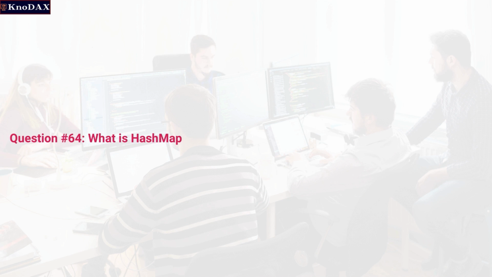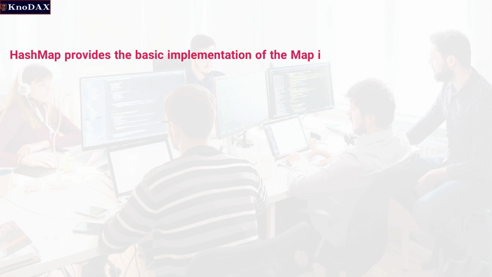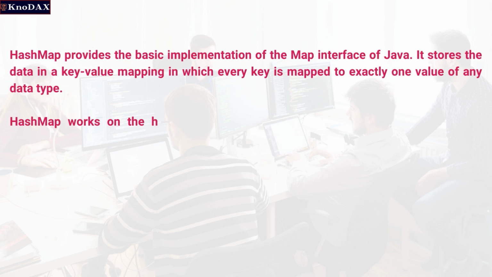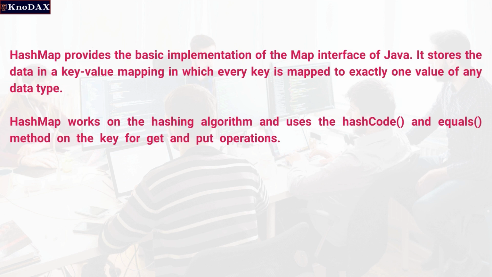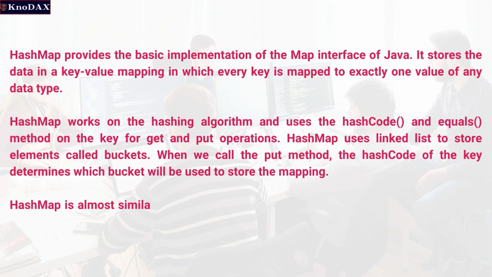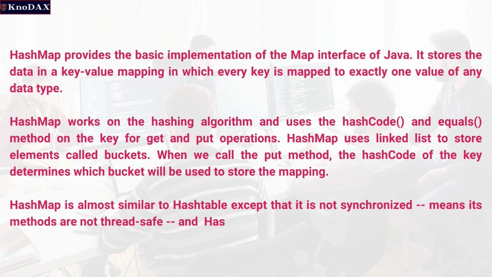What is HashMap and how it works? HashMap provides the basic implementation of the map interface of Java. It stores the data in a key-value mapping in which every key is mapped to exactly one value of any data type. HashMap works on the hashing algorithm and uses the hashcode and equals method on the key for get and put operations. HashMap uses a linked list as a bucket to store elements. When we call the put method, the hashcode of the key determines which bucket will be used to store the mapping. HashMap is almost similar to Hashtable, except that it is not synchronized, means its methods are not thread safe, and HashMap allows null keys and values.